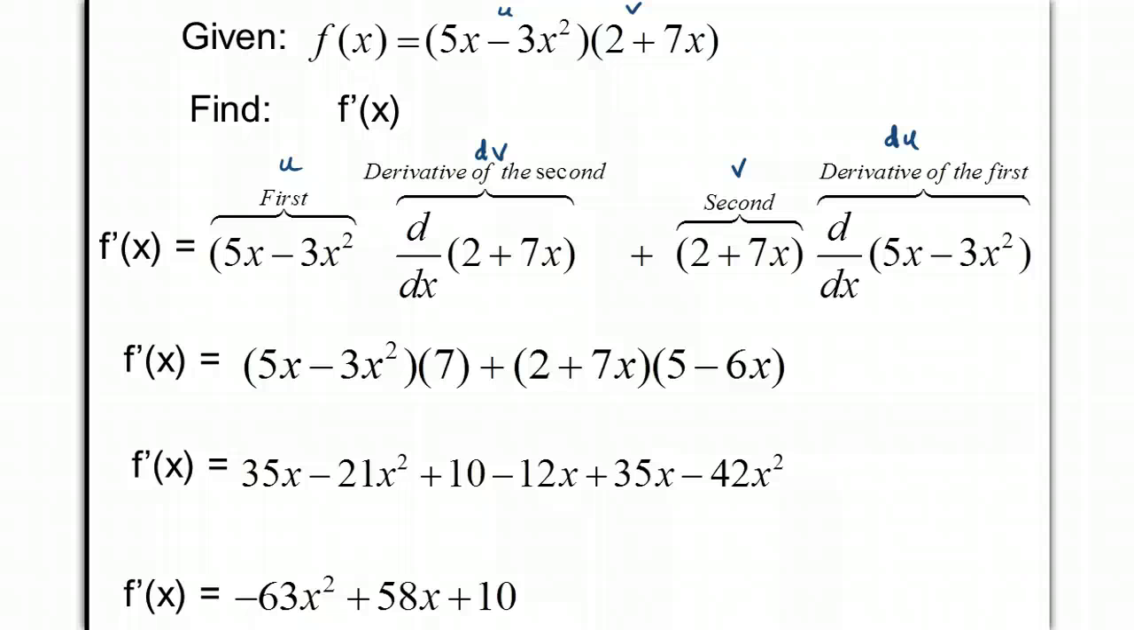Now you might say, why didn't I just multiply them and then take the derivative of each piece? Well, that would be okay in this one, but if you had something raised to the 10th power, you probably wouldn't want to do that. Or if you had a trig function, you couldn't do that. So you need to know the rule.